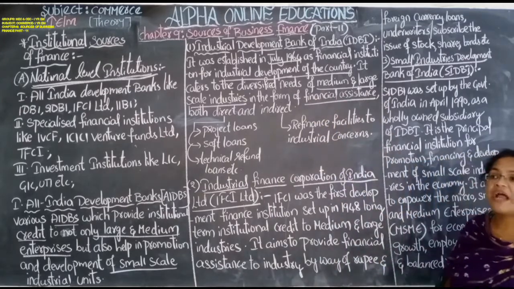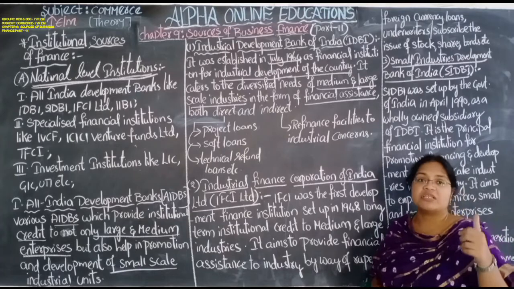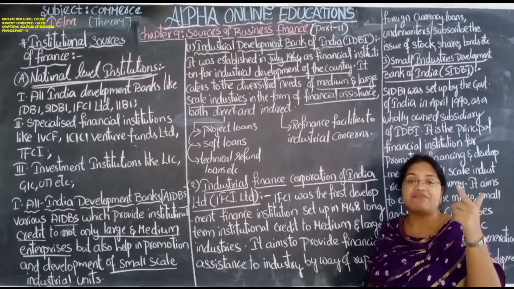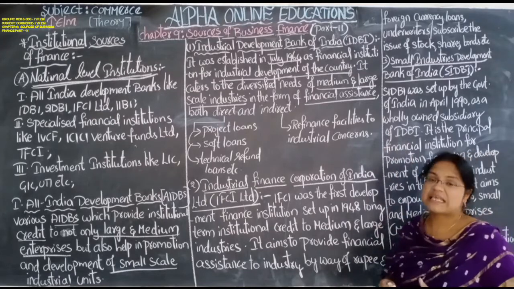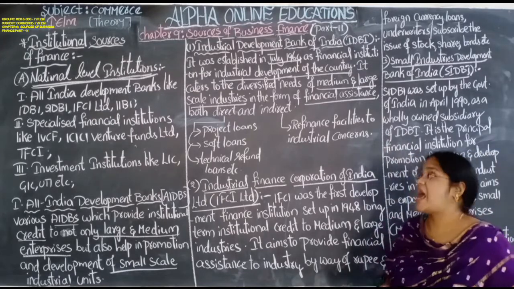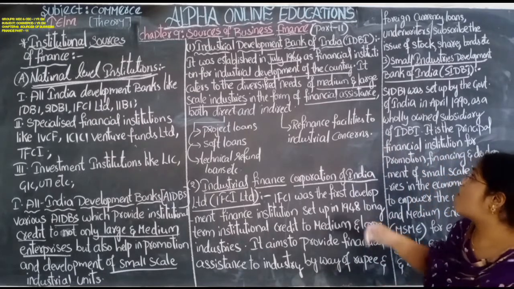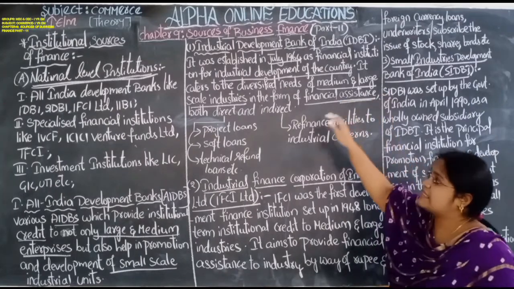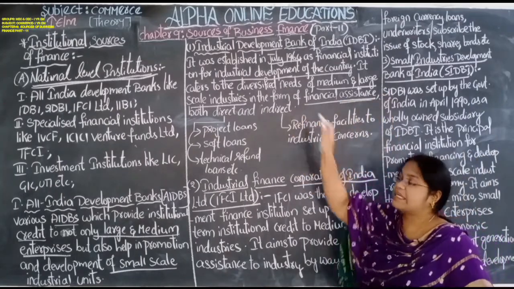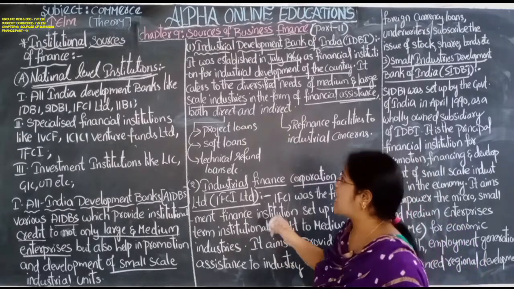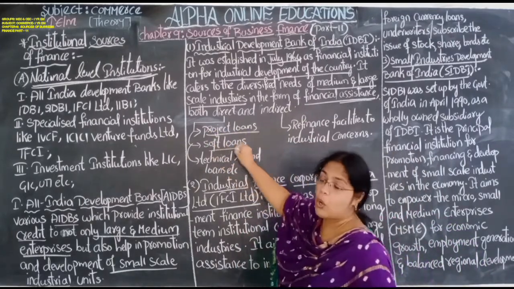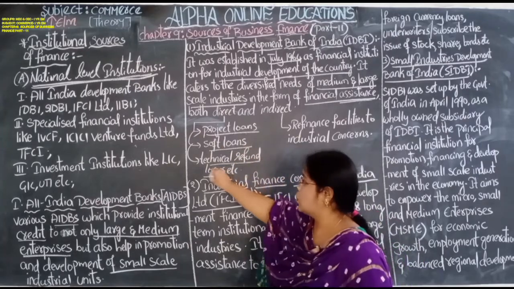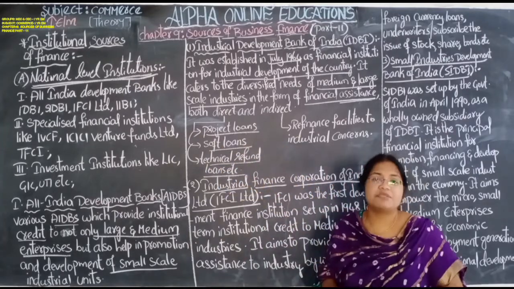It is providing finance for medium-term and large-scale industries. For the medium-scale industries, it provides finance in the form of assistance. There is direct assistance and indirect assistance. Direct assistance includes project loans, soft loans, and technical refund loans. These are all names for the loans.